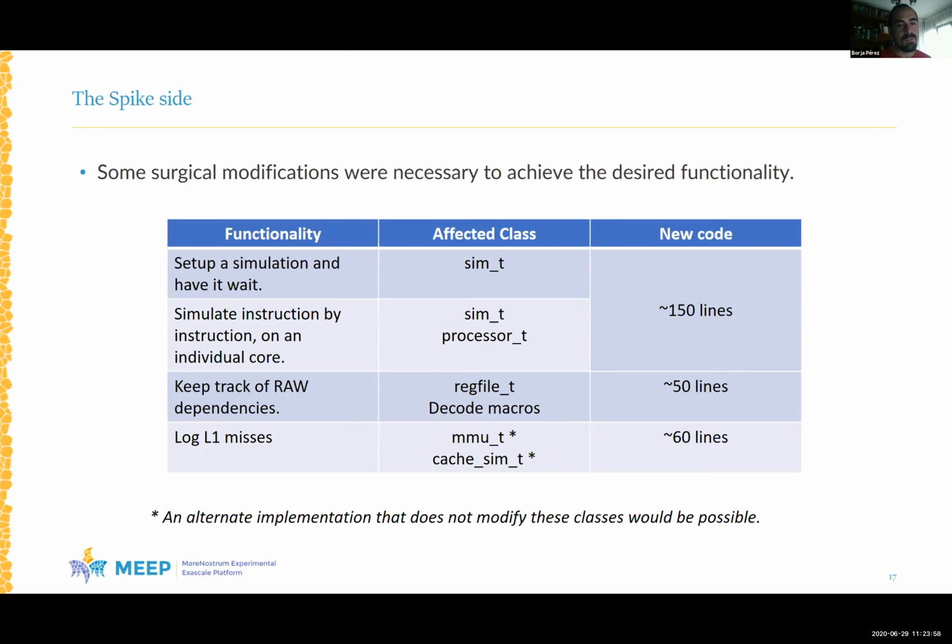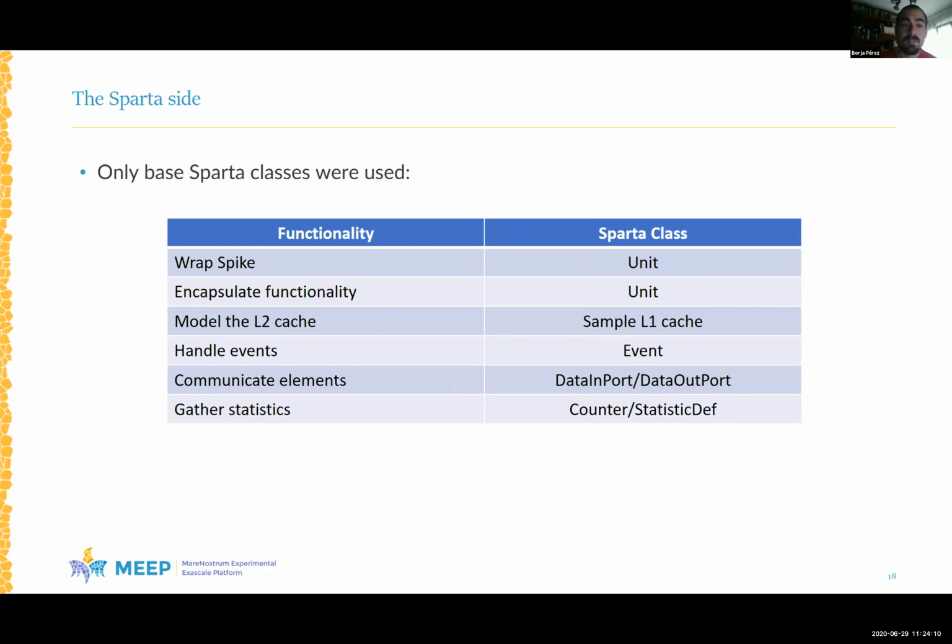Now on the Sparta side, very good news. Nothing needed to be changed. We just used the base Sparta classes. And as I said, we wrapped the Spike in a Sparta class, the unit, the basic functioning element in Sparta. Then we also encapsulated some other functionality in units.